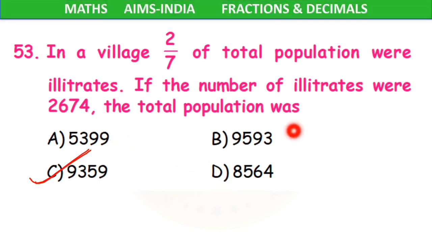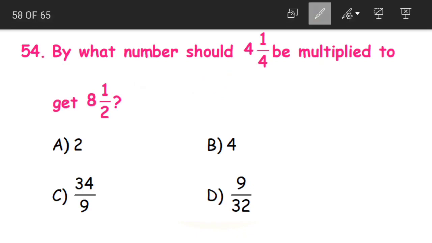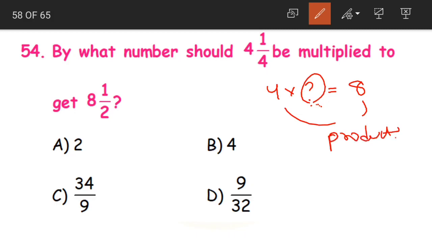So the total population of the village was how much, children? 9359. Next question 54. By what number should 4 1 by 4 be multiplied to get 8? Suppose if I say by what number should 4 be multiplied to get 8? How will you find out? See, we have to find out one of the numbers here. So we'll divide the product by our given number. Yes, 8 divided by 4 will give us 2. 4 into 2 is equal to 8.